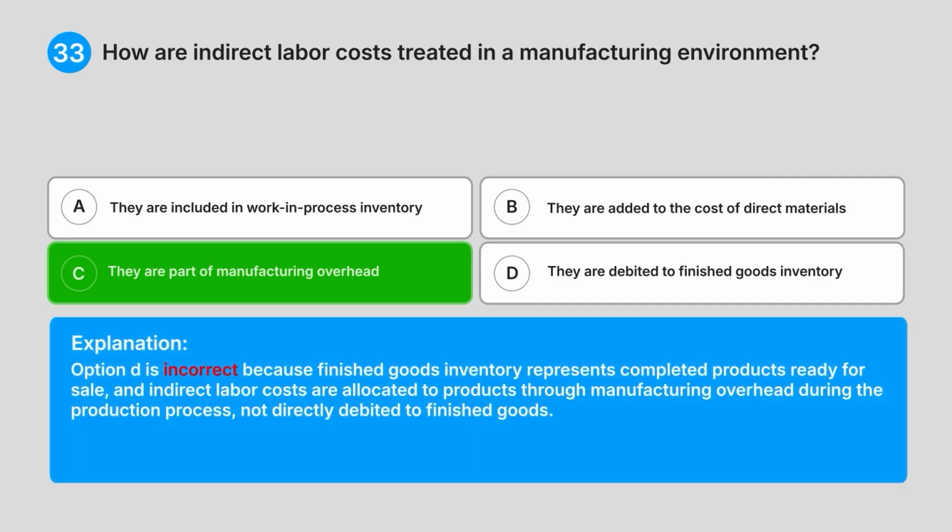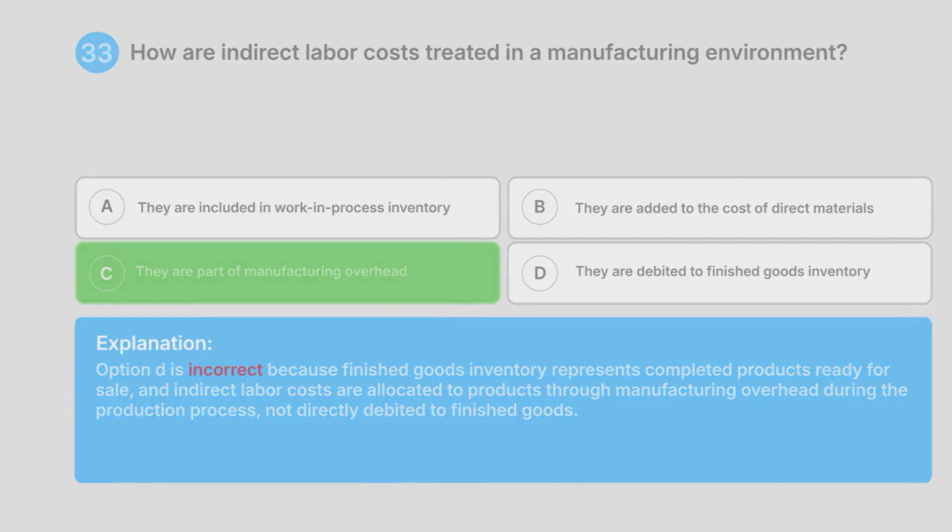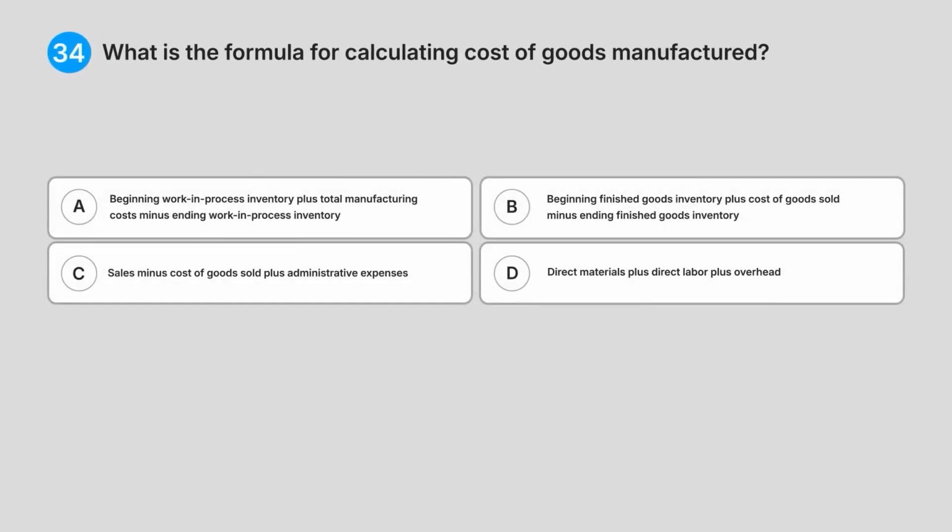Option D is incorrect because finished goods inventory represents completed products ready for sale, and indirect labour costs are allocated to products through manufacturing overhead during the production process, not directly debited to finished goods.